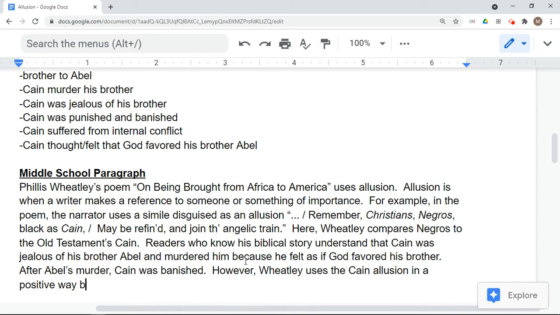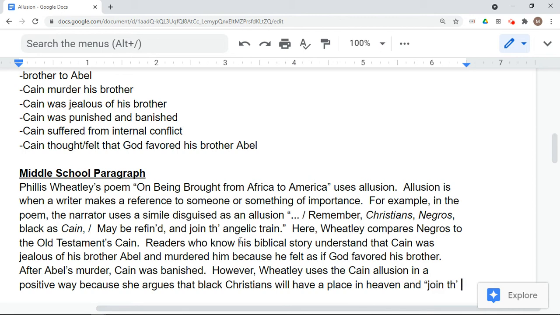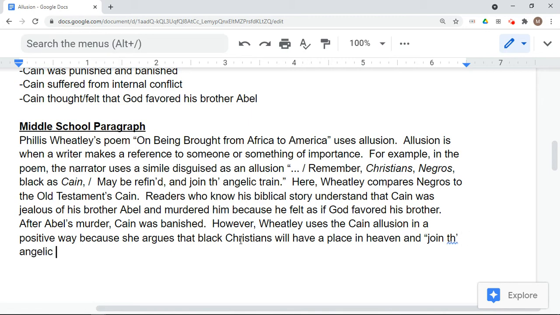Let me go back a little bit. Readers who know his biblical story understand that Cain was jealous of his brother Abel and murdered him because he felt as if God favored his brother. After Abel's murder, Cain was banished. However, Wheatley uses the Cain allusion in a positive way because she argues that Black Christians in this case will have a place in heaven. And if you wanted to bring in that text evidence again: and join the angelic train. And so we're using the text evidence again to make our argument.